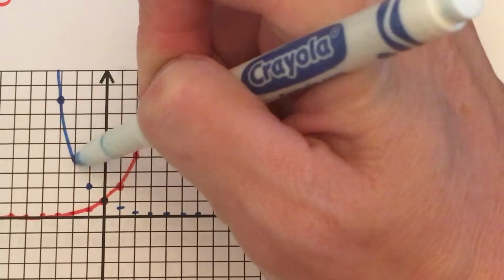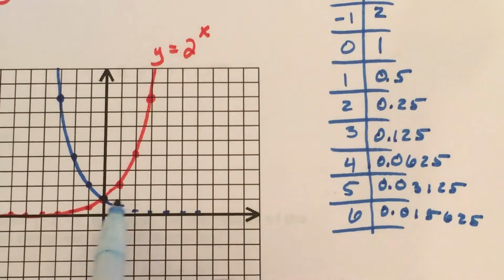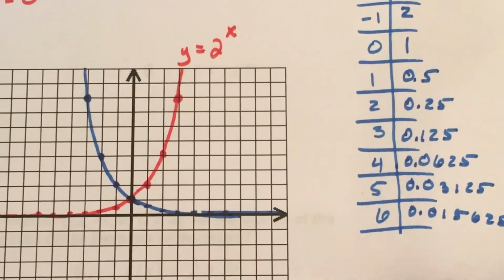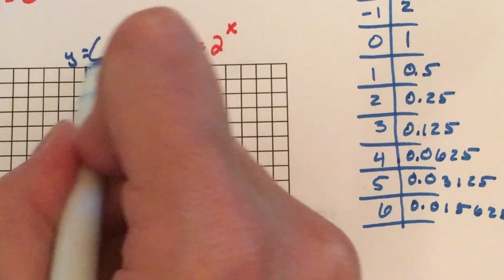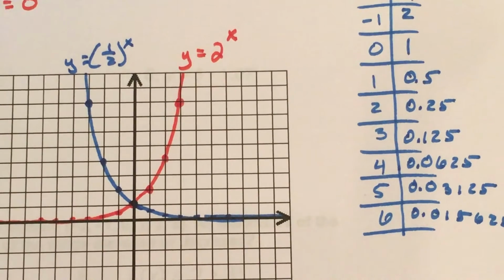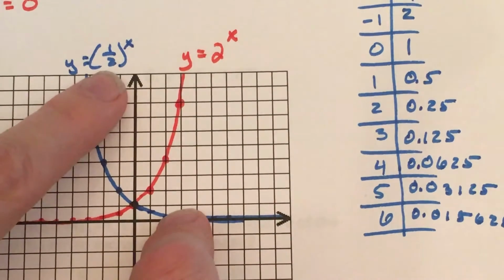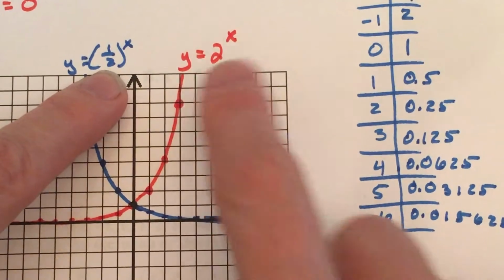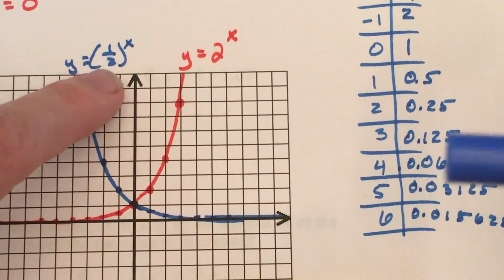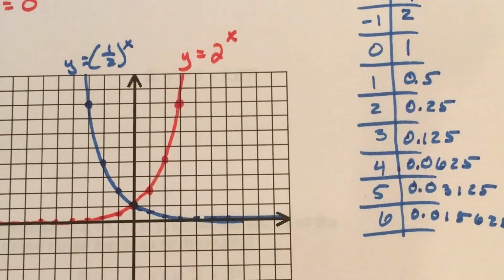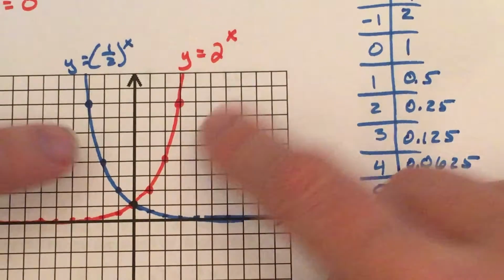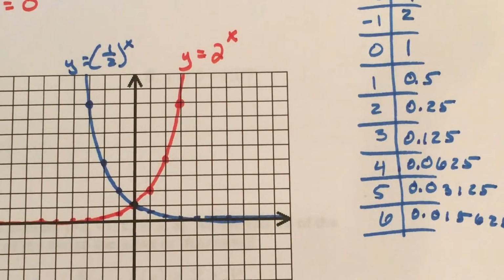So what did we see in our pattern of behavior for our graphs? Well, my two equations are very related. This 1/2 and this 2, they're just inverses of each other. The 2 flipped over is 1/2. Like these two curves are a reflection of each other.